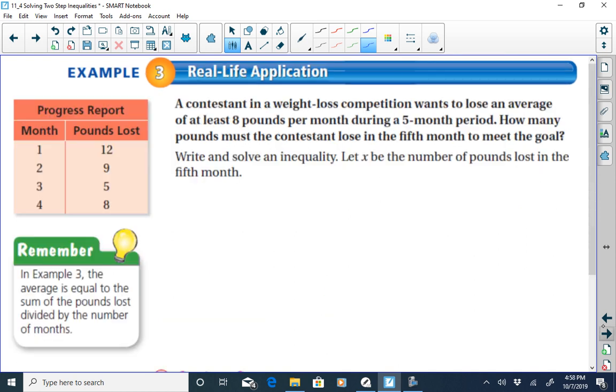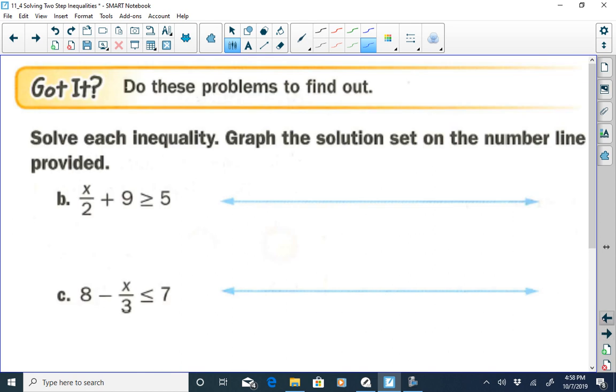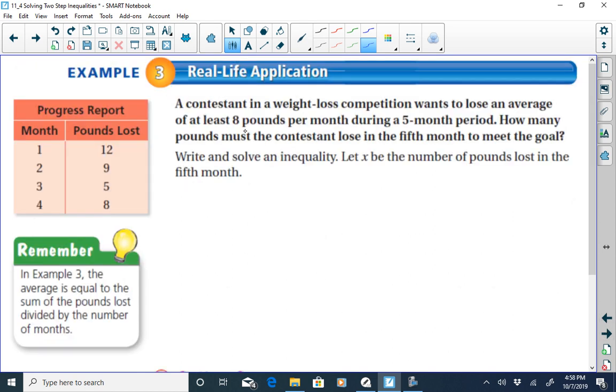Okay, let's see. Do I want to skip that? No, let's do this one. A contestant in a weight loss competition wants to lose an average of at least 8 pounds per month during a 5-month period. How many pounds must the contestant lose in the 5th month to meet the goal?